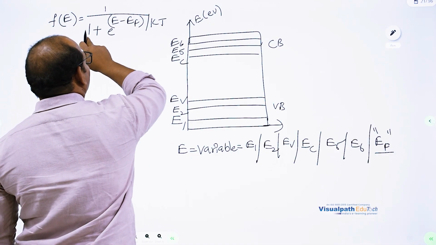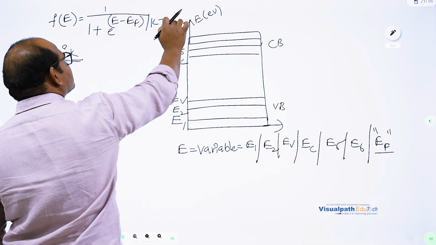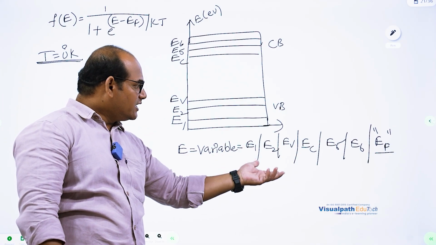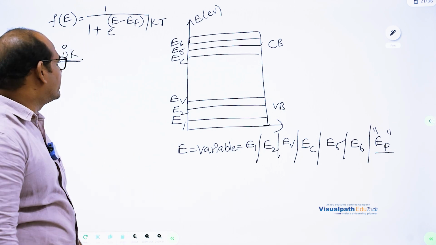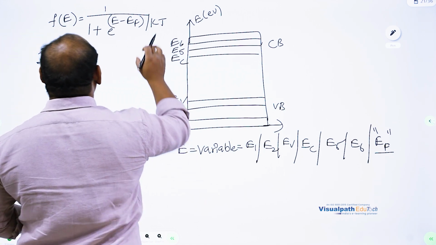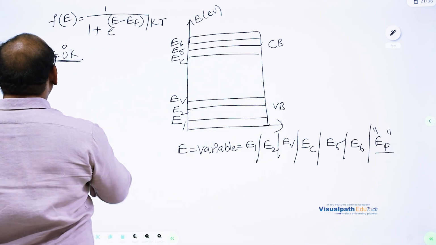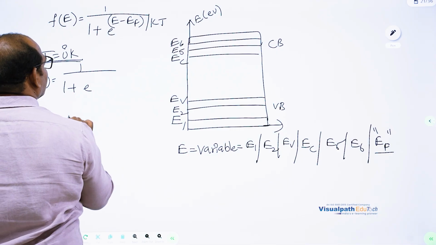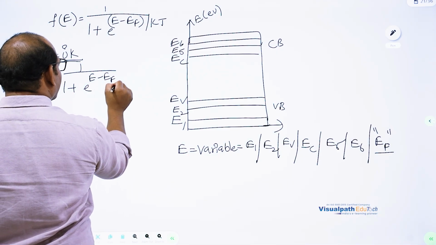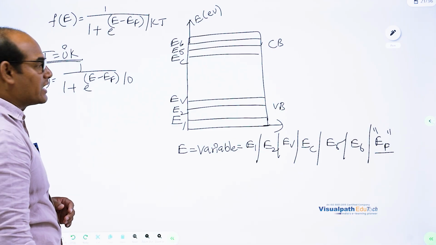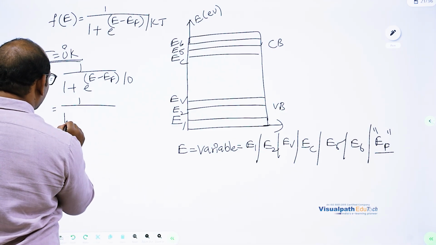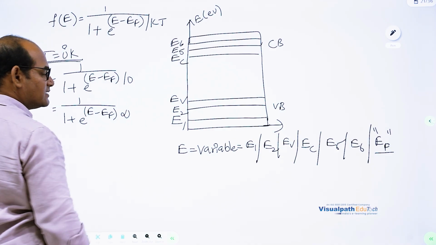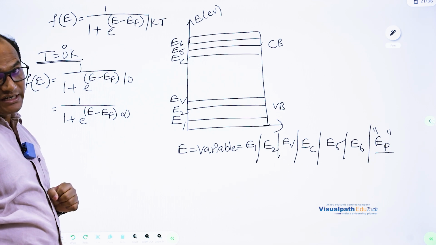So what is the formula here? 1 by 1 plus e power (E minus EF) by kT. Everything is constant except this E. So you can take E as E1, E2, EV, EC, E5, E6, EF. Anything you can take. But you are doing this analysis at temperature equal to 0 degrees Kelvin. When you take temperature equal to 0 degrees Kelvin, how will this equation be modified? F of E is equal to 1 by 1 plus e power (E minus EF) in the numerator by 0 we are getting. So it is equal to 1 by 1 plus e power (E minus EF) into 1 by 0, which is infinity. So here E minus EF is multiplied with infinity.